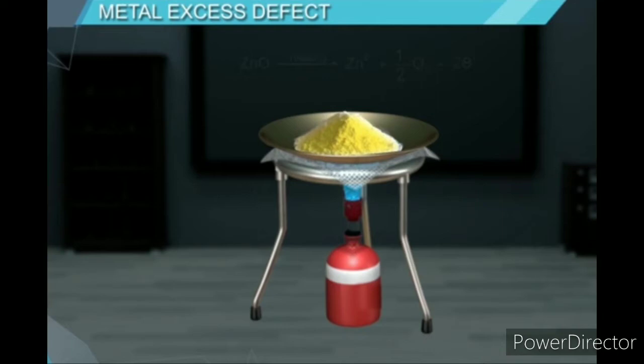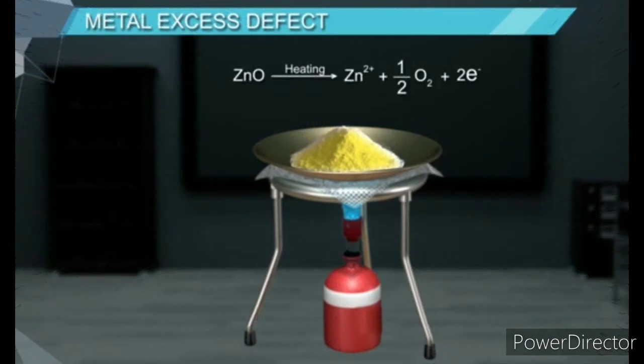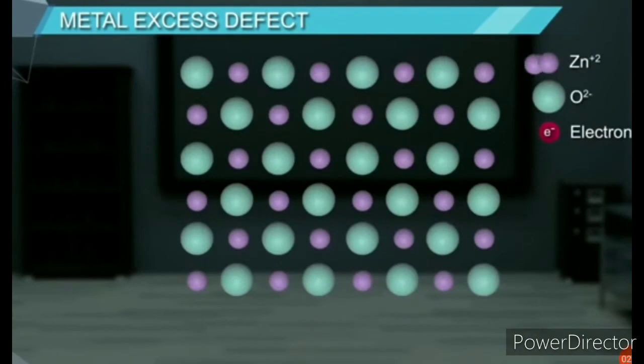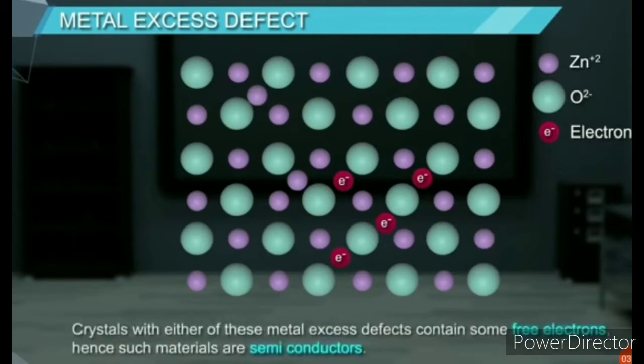On heating, the following reaction takes place. Zinc oxide gives Zn2+, half O2, plus 2 electrons. These electrons and Zn2+ ions are very small and are occupied in the interstitial positions, and the oxygen escapes. Due to the presence of these electrons, it absorbs energy from the visible region and looks yellow in color. So, metal excess defects are over.